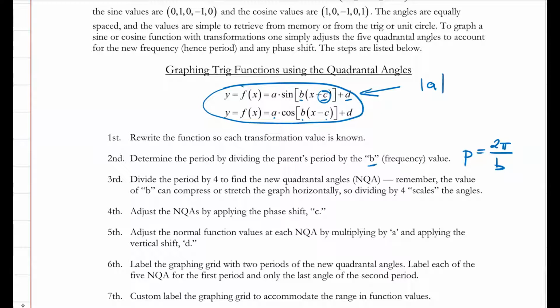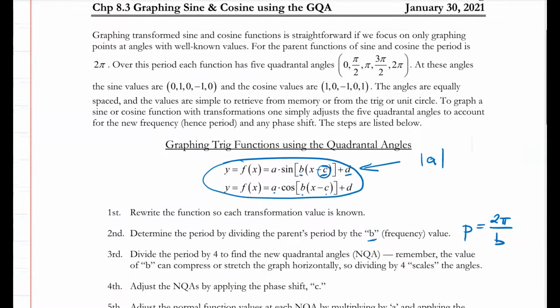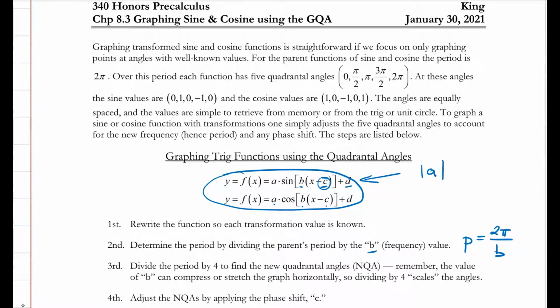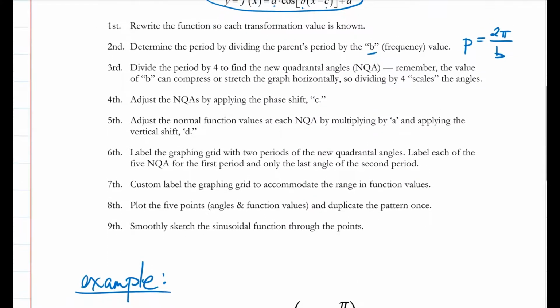Next step is to adjust the normal function values at each normal quadrantal angle, each NQA. Remember again, the normal quadrantal values for sine are right here, and for cosine they are right here. These values will need to be multiplied by the amplitude, and we'll have to also apply the vertical shift, which could be up or down. And so that means multiplying the normal values by the A value and then adding the D value.